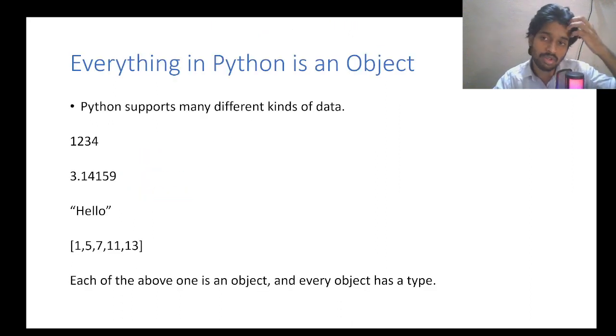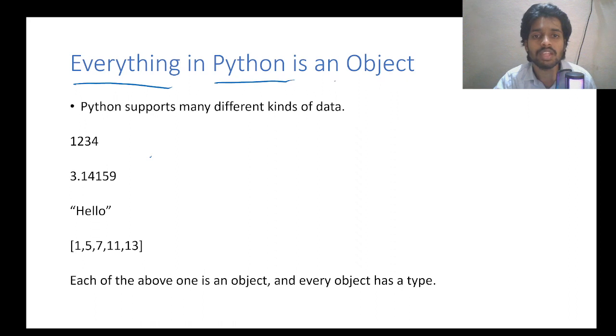So that's what we are going to discuss now. Everything in Python is an object. This is a very important thing in Python. Whatever we create, it's an object. I just gave a statement that everything in Python is an object, so first we need to understand the meaning of an object.